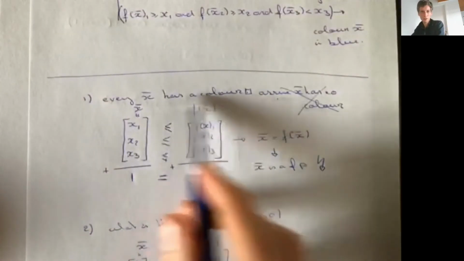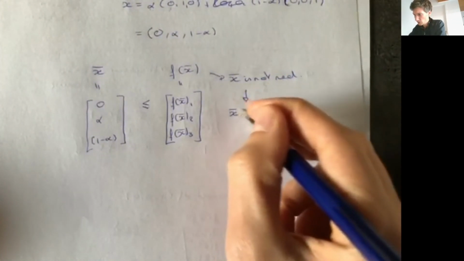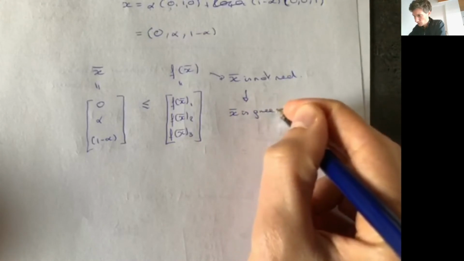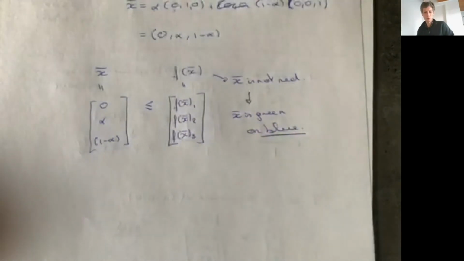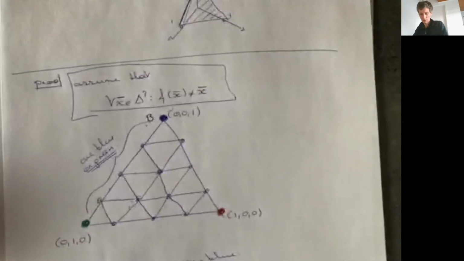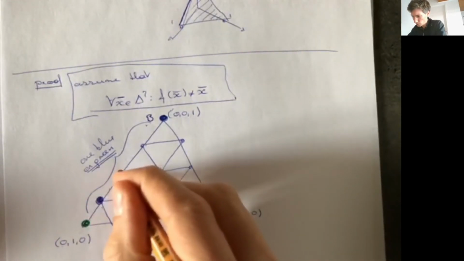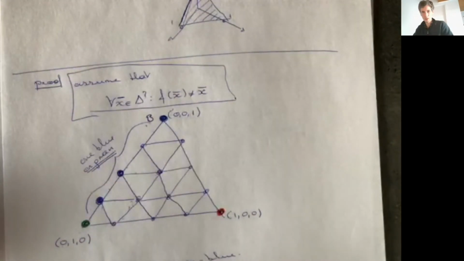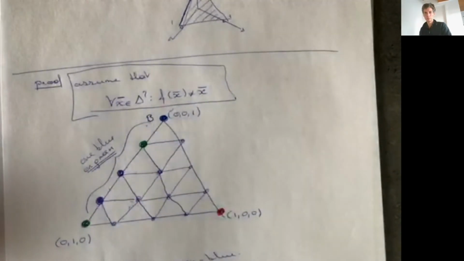Also from point 1 here, I know that every x has a color, right? And if the color is not red, and it has to have a color, this means that x is green or blue. It has either this color or it has this color. So all these here can be, for example, this one is blue, this one is blue, and then maybe the last one here is green.